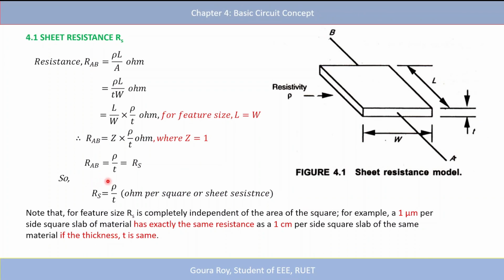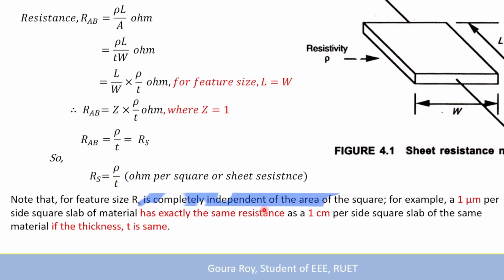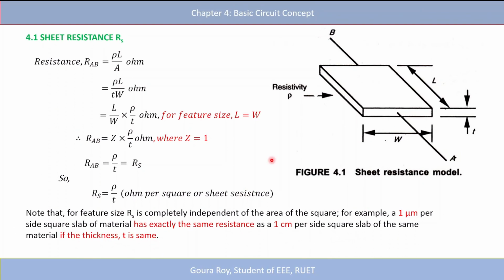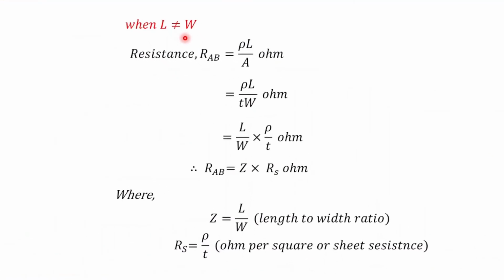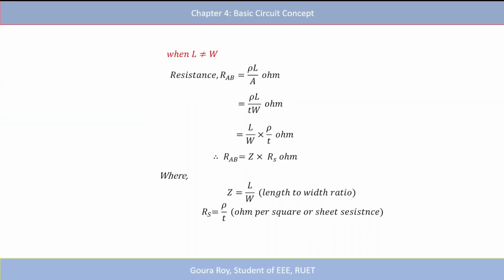If you notice the sheet resistance equation for feature size, it is independent of the area of the square. For example, a one micrometer per side square slab of material has exactly the same resistance as a 1 cm square slab of the same material if the thickness T is the same. When length and width are different, in this case Z is not equal to 1, so RAB is Z into Rs.